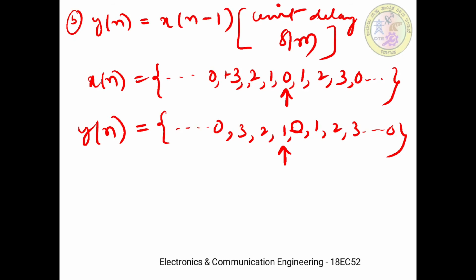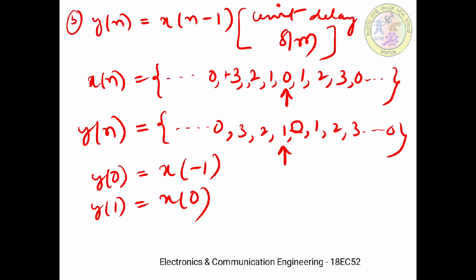It means that when you are evaluating the present sample of y of n, for example y of 0, it is equal to x of minus 1, because n is equal to 0. Similarly, y of 1 is nothing but x of 0. So whenever you evaluate y of 0, it is equal to the previous sample, that is x of minus 1. Whenever we evaluate y of 1, it is equal to x of 0. So here there is a 1 sample delay. Now x of minus 1 is equal to 1. Similarly, x of 0 is equal to 0.